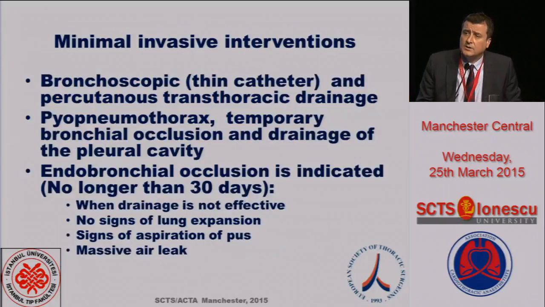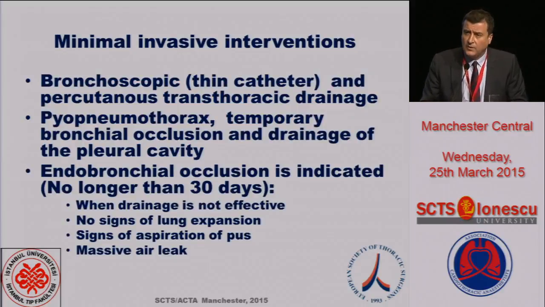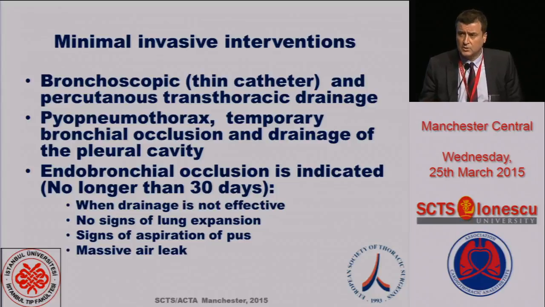We have some equipment to do something for those patients before fatal things occur. We may suction with thin catheters through the bronchus with a bronchoscope, or do percutaneous transthoracic drainage for those patients. And if pneumothorax develops, that's one of the urgent situations. Temporary bronchial occlusion and drainage of the pleural cavity may be needed to prevent aspiration to the contralateral lung, to prevent the soiling of the infection on the healthy side of the lung.